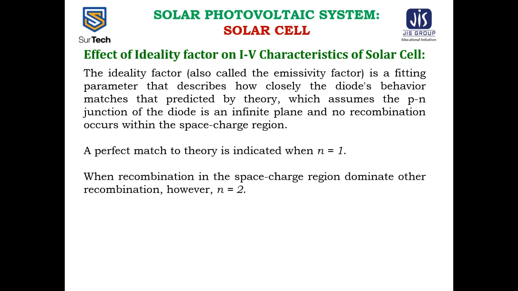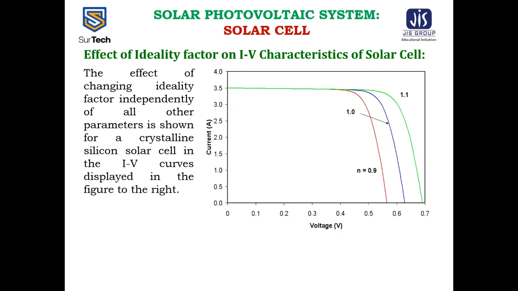When the recombination in the space charge region dominates other recombination, however, n is equal to 2. The effect of changing the ideality factor independently of all other parameters is shown for a silicon solar cell in the IV curves displayed in the figure to the right. Most of the solar cells, which are quite large compared to the conventional diodes, will approximate an infinite plane and will usually exhibit near ideal behavior under the standard test condition, that is n is approximately 1.